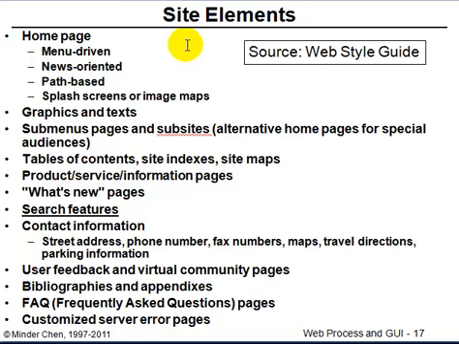A site can have various elements. We call them site elements, like your homepage. The homepage may have various navigation support and provide some necessary graphics and text. Have a menu for navigation to various sub-sites. And sometimes you want to provide a table of contents or sitemap for the user to find the necessary pages.